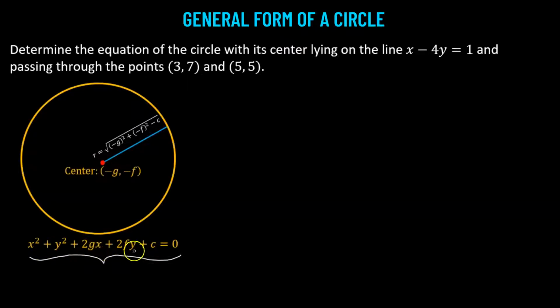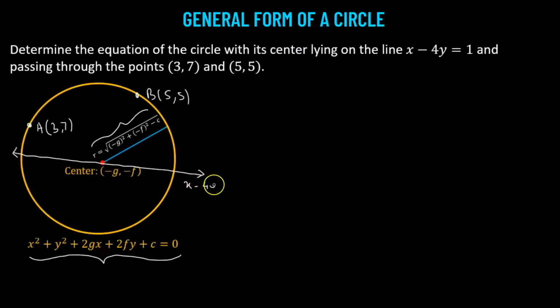Here, the constants g, f and c are used to denote the center and the radius. So the center is going to have the coordinate (negative g, negative f), and the radius can be obtained by using this particular formula. Now, coming to the problem, here we have the circle passing through 2 points. Let's call them point A with coordinate (3, 7), and another point represented by B with coordinate (5, 5). It's also given here that the center of the circle is going to lie on the line whose equation is given to us. So that's x minus 4y equals 1. So these are the conditions that are provided to us, and we have to determine the equation of the circle.